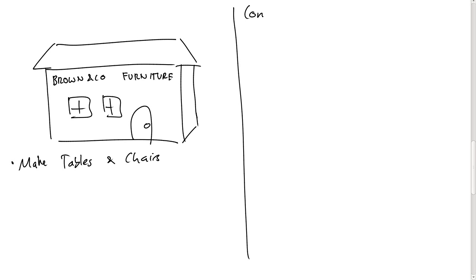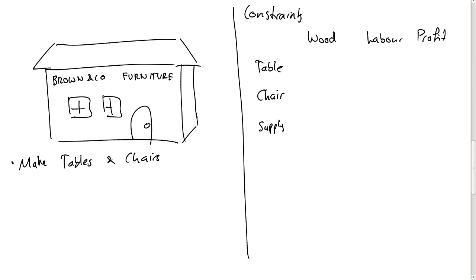Okay, so we've got some constraints, and I'll give them to you in a little table. So basically we've got constraints on wood, labour and profit, and we're looking at tables, chairs, and we've also got kind of a supply, some limitations on supply. So we can only get a certain amount of wood in a given week, and we only have a certain amount of labour available to us.